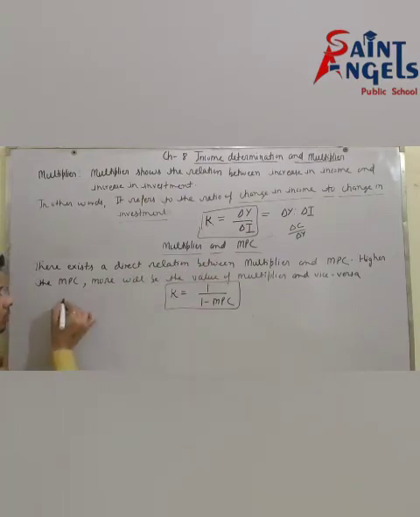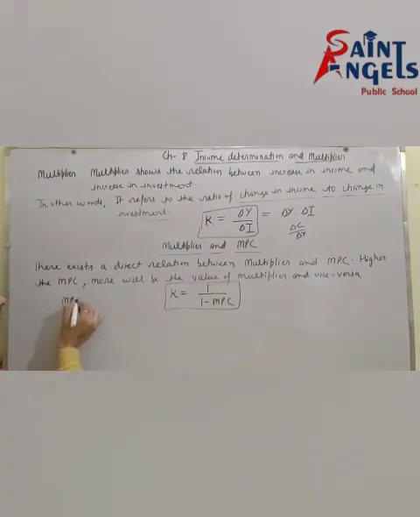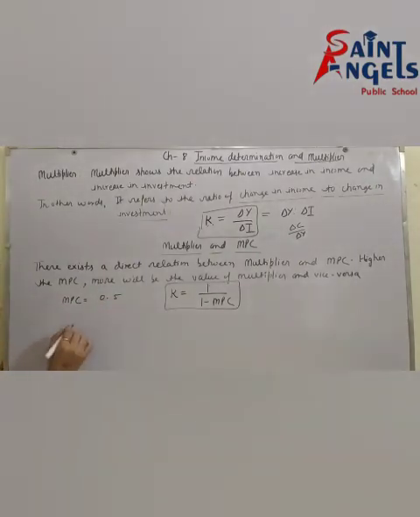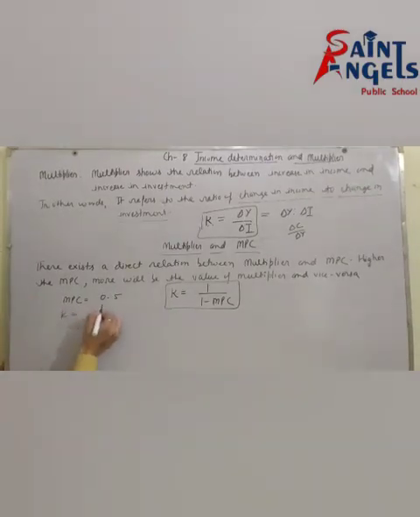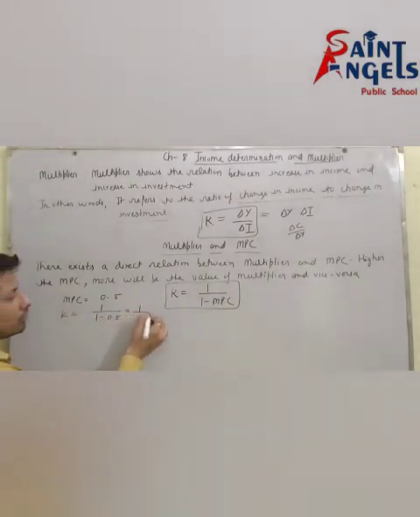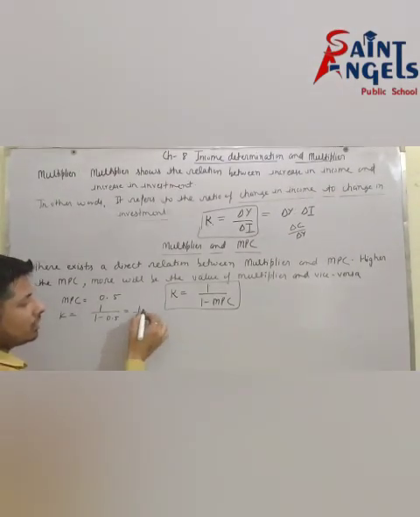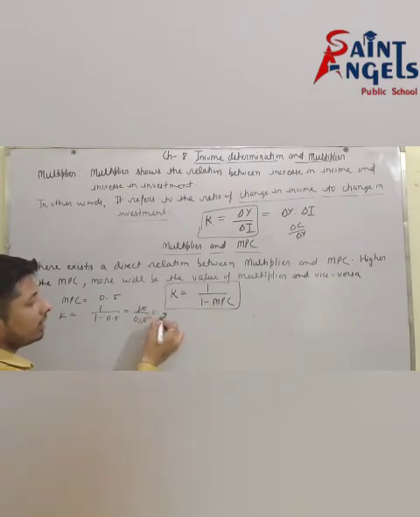See here. Suppose MPC is 0.5. What is the value of K? 1 divided by 1 minus 0.5 is equal to 1 upon 0.5. 1 minus 0.5 means 0.5. Remove the point in the decimal, then you will get the value of multiplier equal to 2.